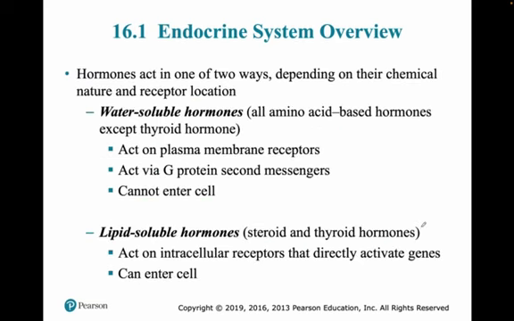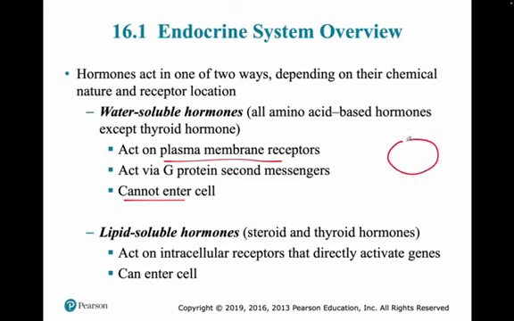Another way we can classify hormones is by their chemical nature and receptor location. Firstly, water soluble hormones. All amino acid hormones except thyroid are water soluble hormones. They are soluble in water, but they cannot enter any cell. They have a target cell, but they cannot enter the cell. They only act on the receptor that is sitting on the plasma membrane. They act via a second messenger system, which is called the G protein second messenger system.